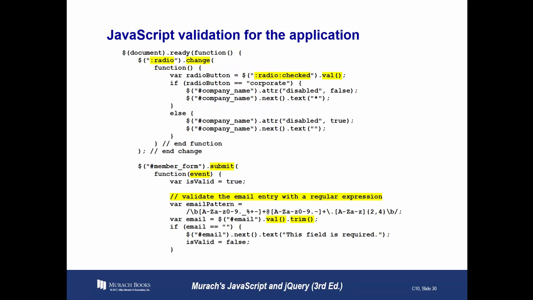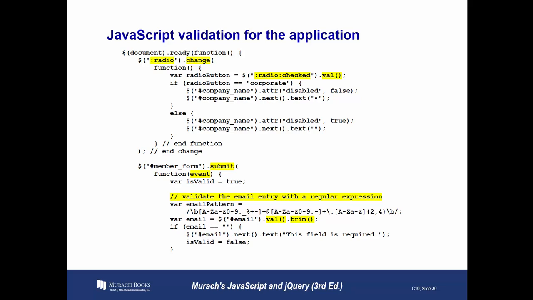And the JavaScript for the application is shown on page 303 in the book. This is some of the JavaScript in the Ready event handler. The event handler contains 2 additional event handlers, one for the change event of the 2 radio buttons and the second one for the submit button of the form. To select the two radio buttons, the change event handler uses the :radio selector, and that works because the form only contains one group of radio buttons.